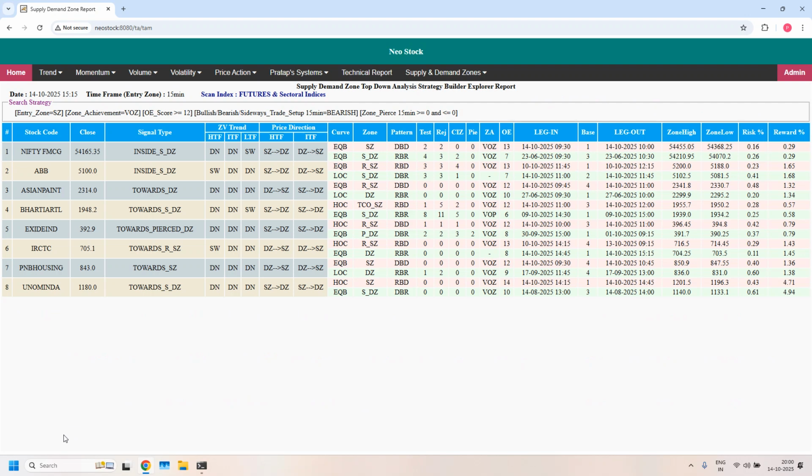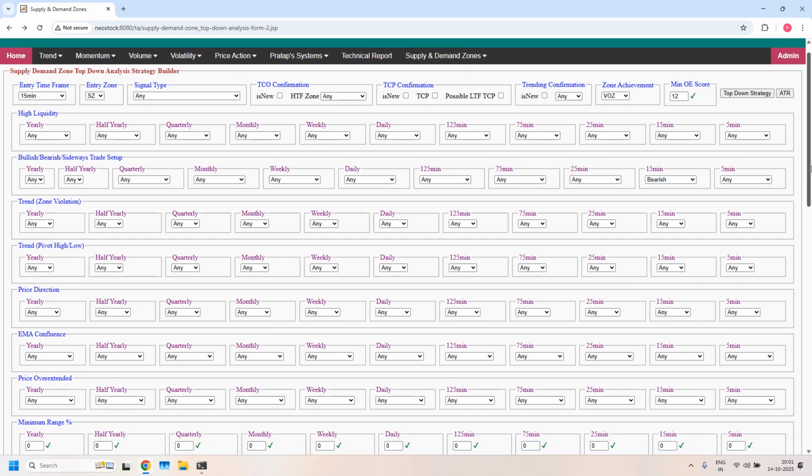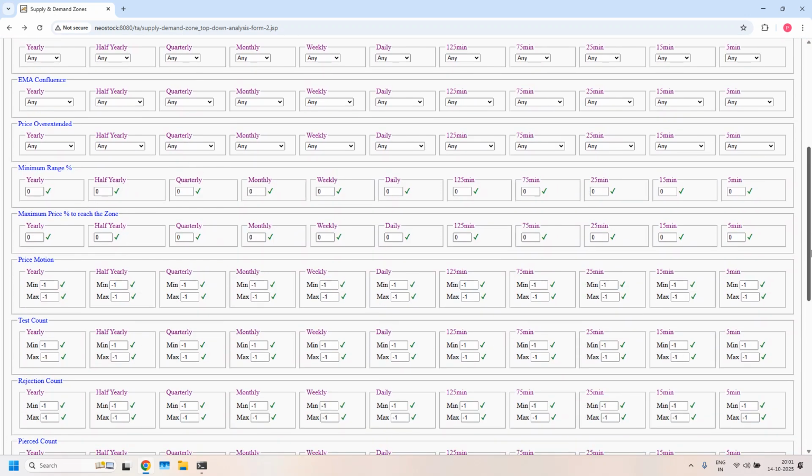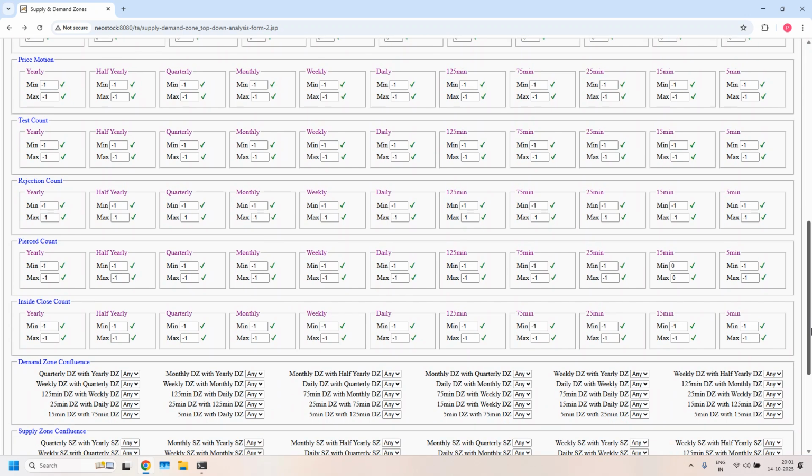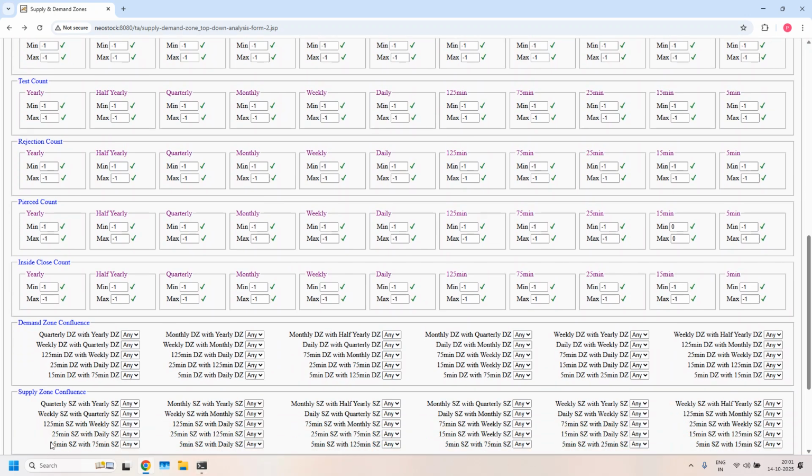Bearish trade setup for daily income trade. Entry time frame zones are 15 minute supply zones. So total 8 stocks we got. Out of these 8, let us identify high probability trade setup 15 minute supply zones based on two different zone confluence and EMA confluence strategies that we learned in lesson 27. First strategy is LTF and ITF supply zone confluence. That is 15 minutes and 75 minutes supply zone confluence.